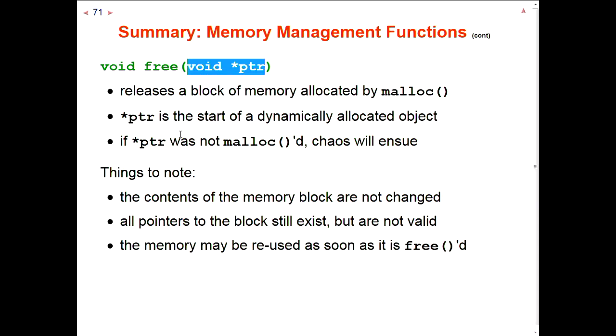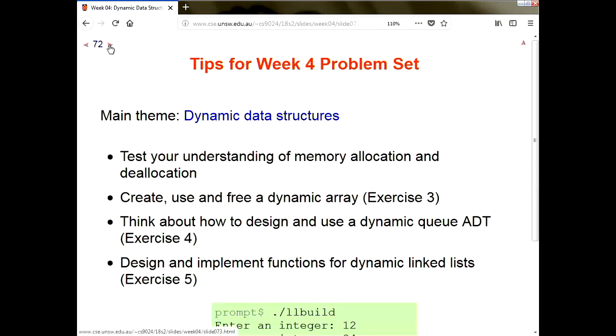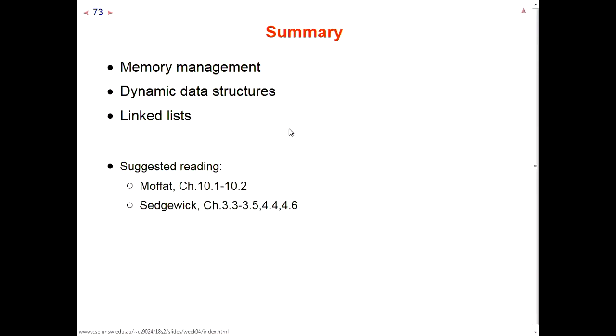Do note that the contents of the memory block is not changed, just for the sake of efficiency. All the pointers to the block still exist. If you had a pointer that was pointing to some address in that memory block, then the pointer keeps its value and still has that address, but you should no longer access that memory through that pointer because it has been freed, and you don't know what happened with the memory. In particular, it may have been reused as soon as it has been freed. Right, I've mentioned that last week.